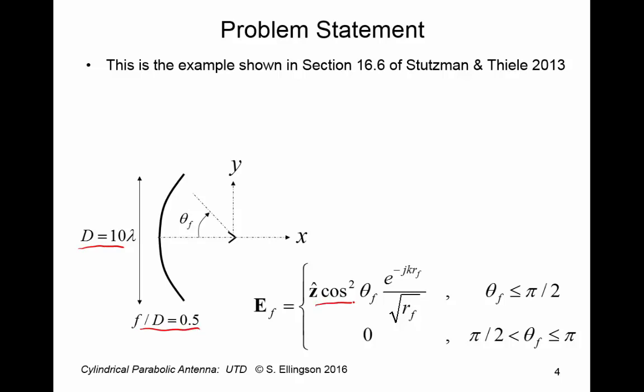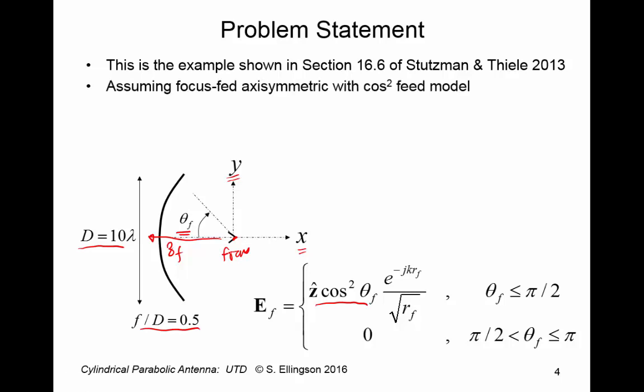We're using a cosine squared feed model, in which the feed is located at the origin of the coordinate system, with x and y being the plane in which we're considering this problem. Setting up the problem this way allows us to use all the variables and coordinate systems that we've established for 3-dimensional paraboloidal reflector antenna design in previous lectures. So for example, here's theta f, z sub f goes in this direction, this is the focus, also known as the focal point, and so on. Again, we're assuming focus-fed, axisymmetric with a cosine squared feed model.